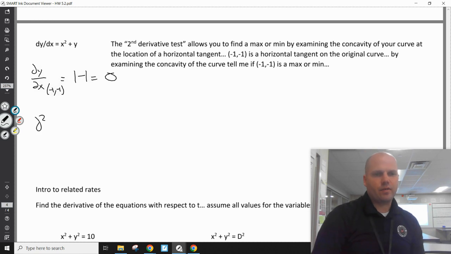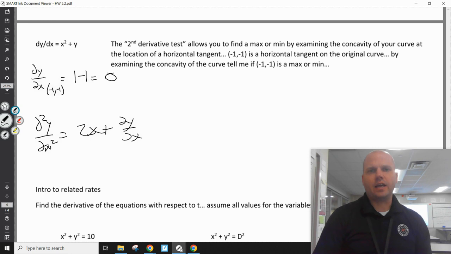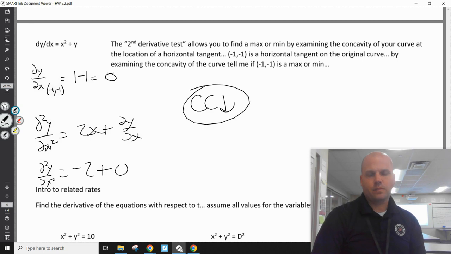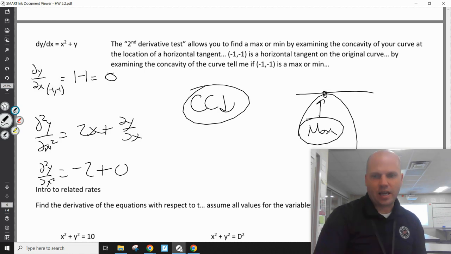If I take the derivative, you don't have to use the product rule. I get this. Now, if I plugged in -1, I get -2 plus 0. So this is my second derivative. Now, that second derivative is negative, which means the original function is concave down. Okay. If you have a concave down function and you know you have a horizontal tangent, boom, you know you're going to have a max. This is the second derivative test. This is what we talked about. Okay.